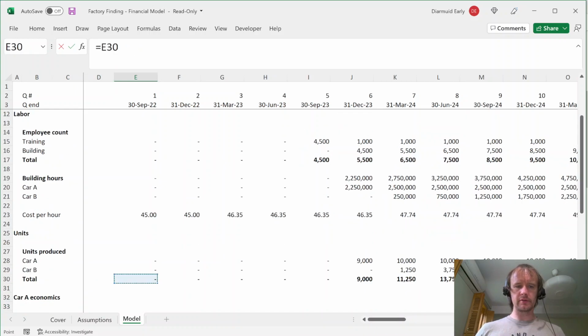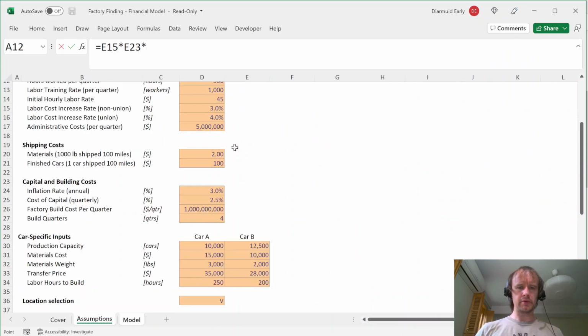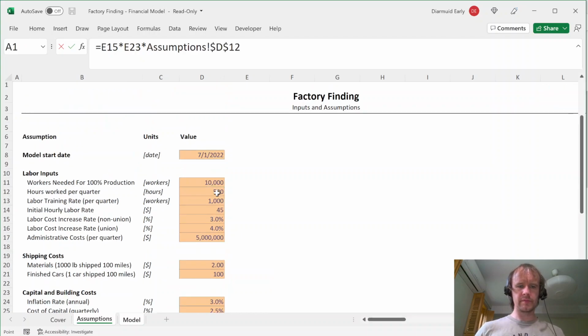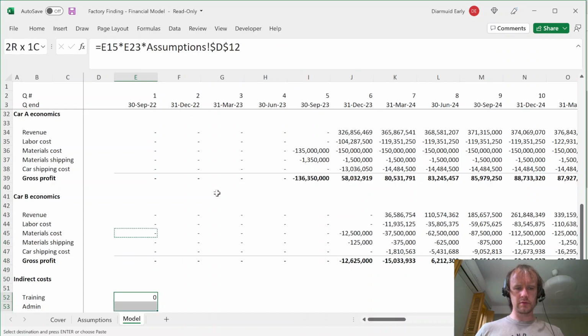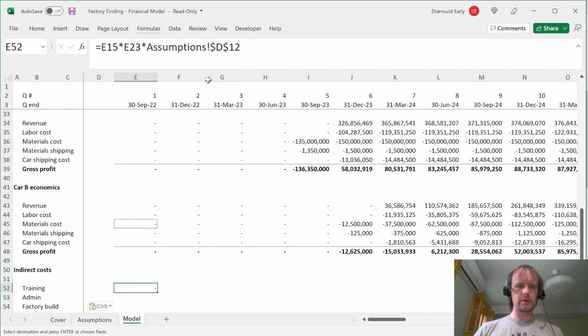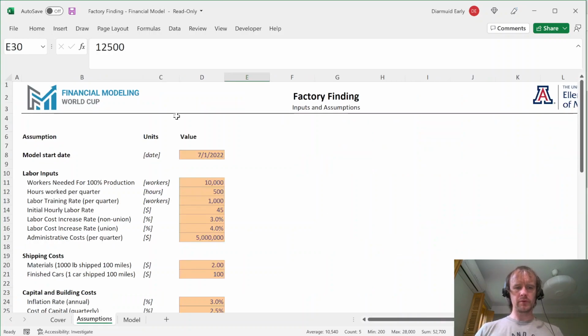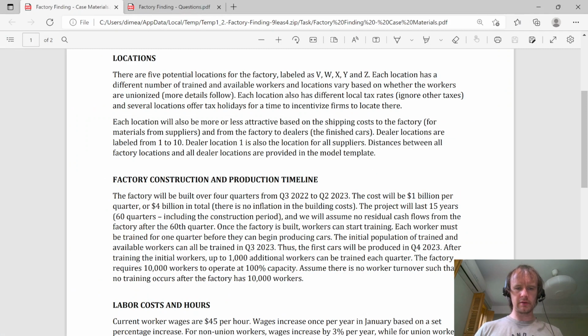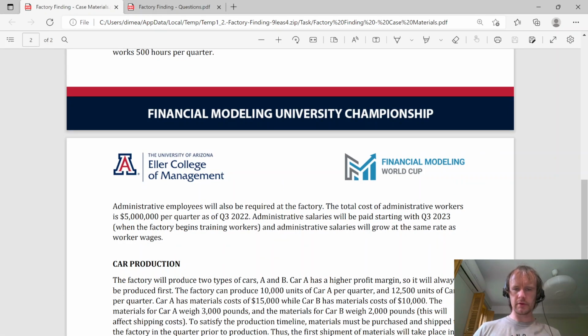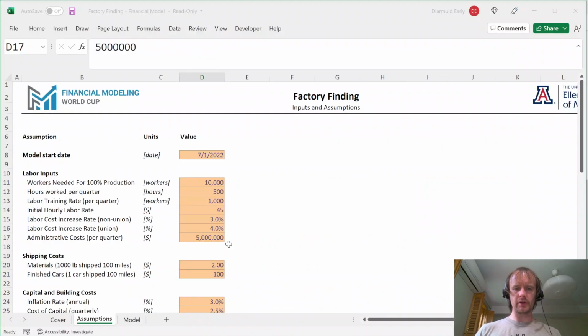So the training is just the cost of the time of the staff. So that's the number of people, so I need to multiply that by the hourly rate, but also by the number of hours per quarter. And put a minus sign in front of it. Okay, then the admin, we're told, is 5 million, and I think that is inflating at the same rate as labor. Yes, grow at the same rate as worker wages, and it gets paid starting when the factory begins training workers.